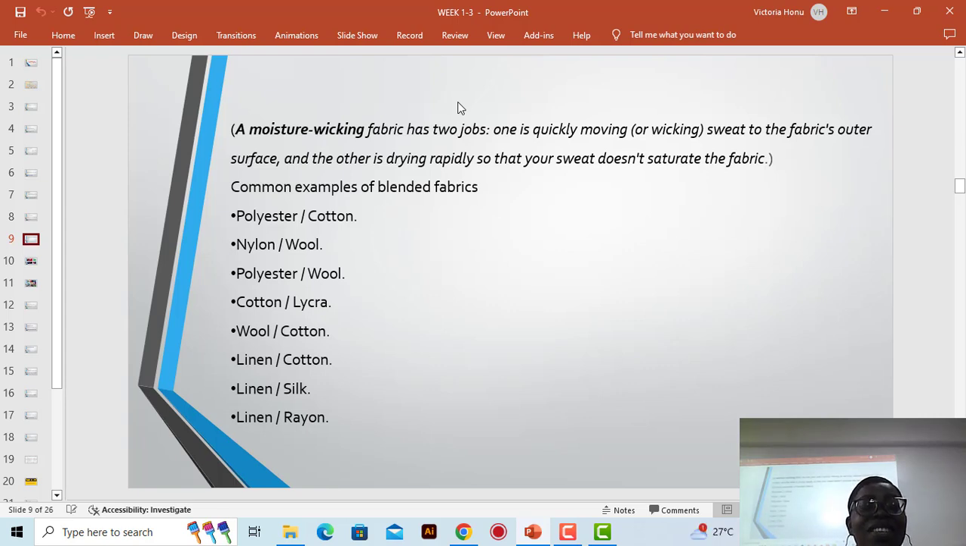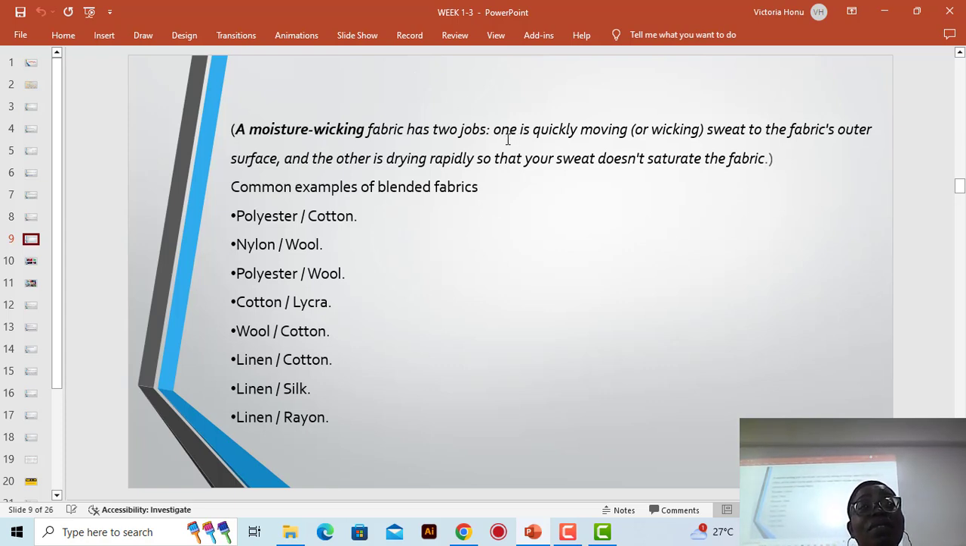All right. So, what is a moisture wicking fabric? Or better still, what does a moisture wicking fabric do? What it does is what it is. True or false? If a fufu pounding machine pounds fufu, what is it? It pounds fufu. All right.